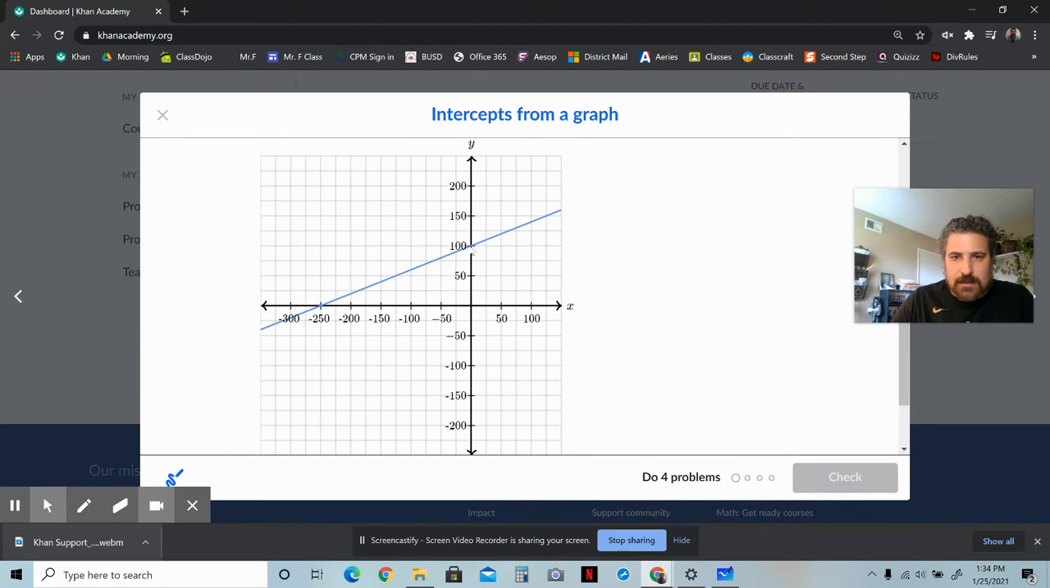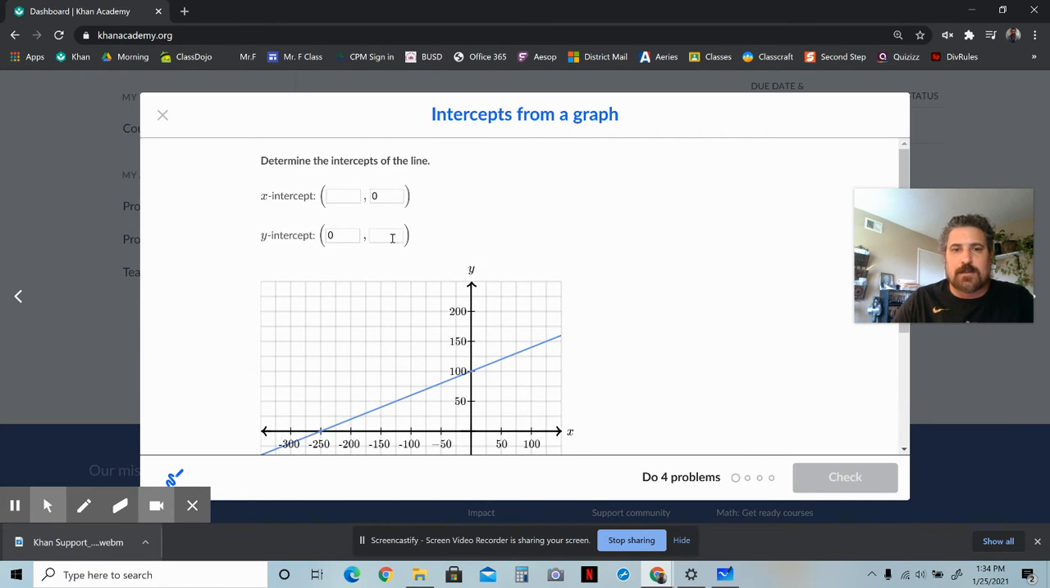Okay, so looking at this particular one, we can analyze it. In this case, it looks like a pretty clear marker that it's directly crossing at that point there. So it's crossing the y-axis at 100. That means the y-intercept is positive 100. And it's crossing the x-axis at negative 250. So that's our x-intercept, negative 250, comma 0, and our y-intercept of 0, comma 100.